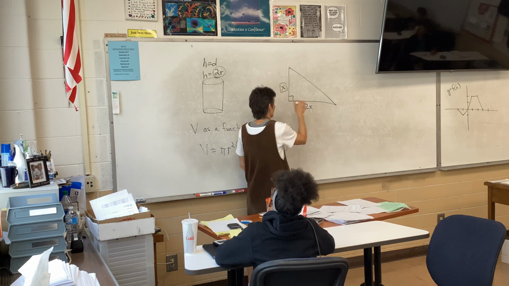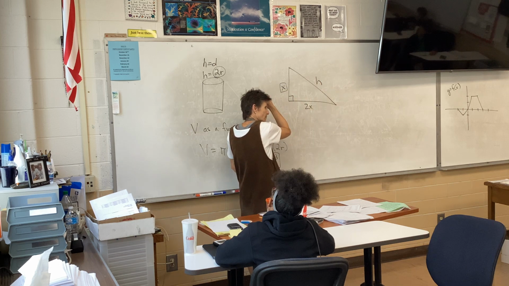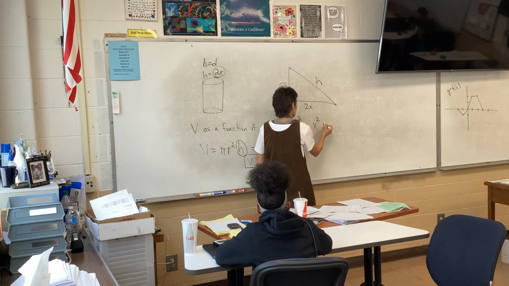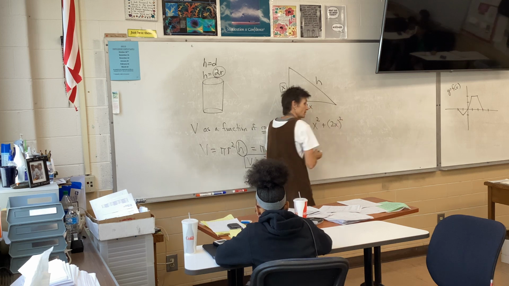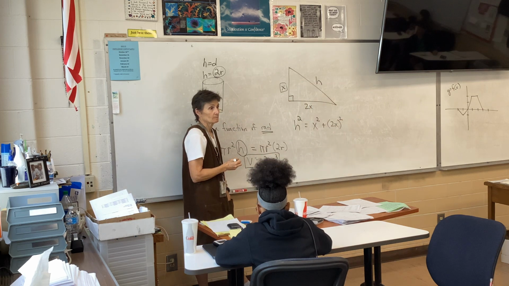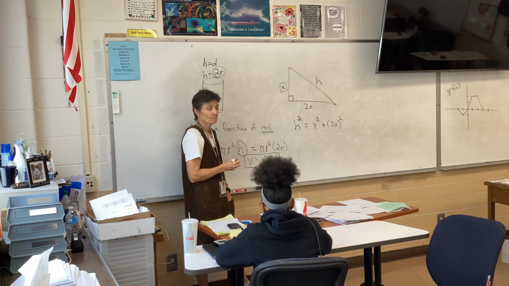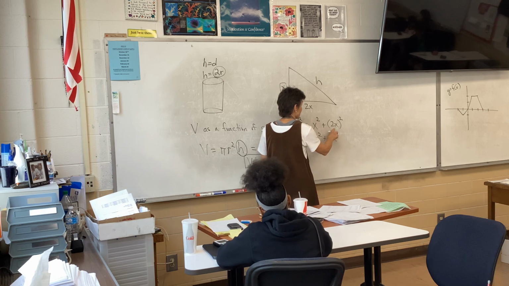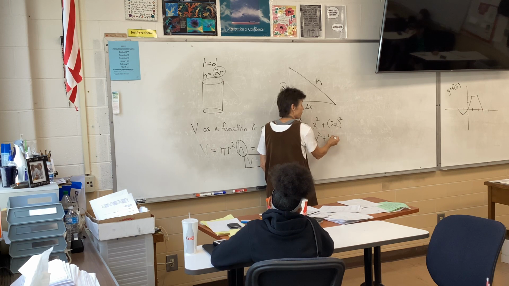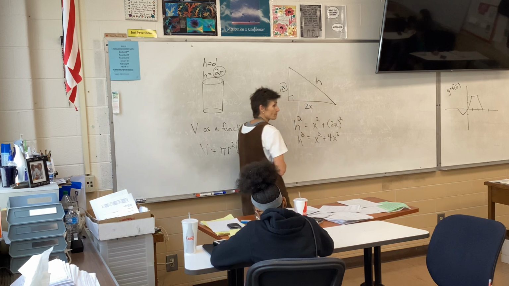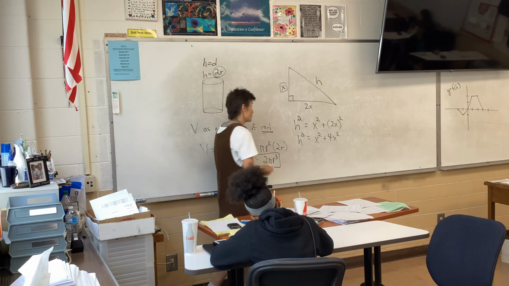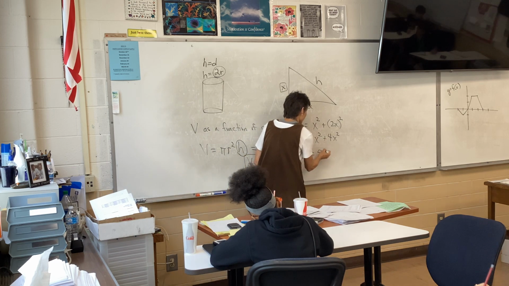Well, what do I know about the hypotenuse? It's a squared plus b squared equals h squared. So h squared equals x squared plus 2x squared. Would you agree with that? So h squared equals x squared plus, be careful here, this is actually going to be 4x squared. Would you hear it? So h squared equals 5x squared.